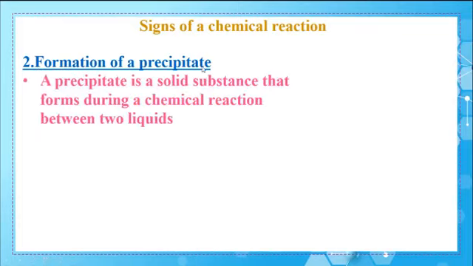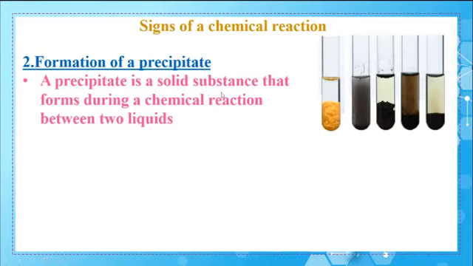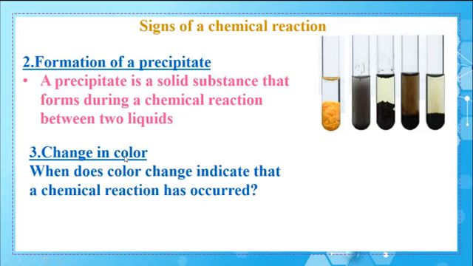How could I infer that precipitation is obtained? A precipitate is a solid substance. As you see here, do you observe the solid substance at the bottom? That forms during a chemical reaction between two liquids, starting from liquids to obtain an unexpected solid substance. The other one is changing color. Yes, but when does the color change indicate that a chemical reaction has occurred? How could I infer that?